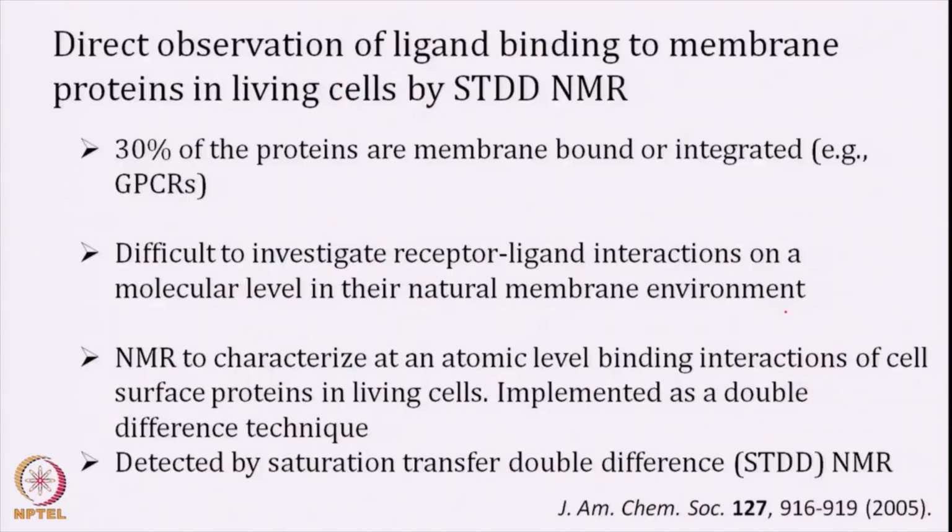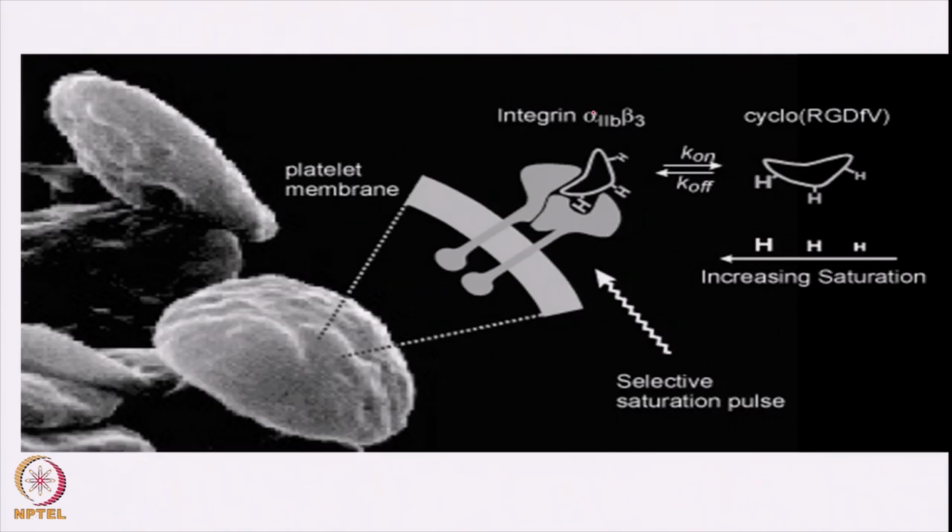So, how do we do that? We will go to the technique we will discuss today. Here we are going to do direct observation of ligand binding to a membrane protein in a living cell by something called SDD NMR, saturation transfer double difference. How do we do that? That is what we are going to discuss today. Now we understand why it is difficult, because membrane proteins are not soluble and lipid is their natural environment. So, we cannot do conventional NMR, but these are important targets, and we can study this binding by saturation transfer double difference.